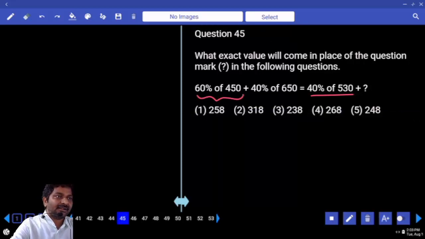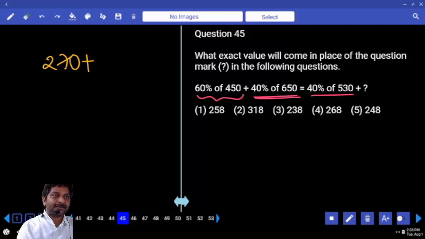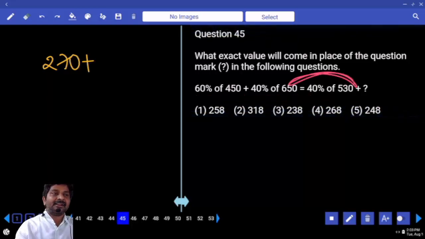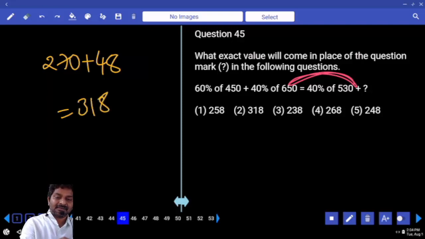How do you get it? 10% double triple. 10% is 45. Double triple. Okay. Plus 40% of 650 minus 40% of 530. Directly I can take the difference between 650 and 530. So that is going to be 40% of 120, plus only 40%. 10% double double, 10% of 120. Double double 40. Answer 318.